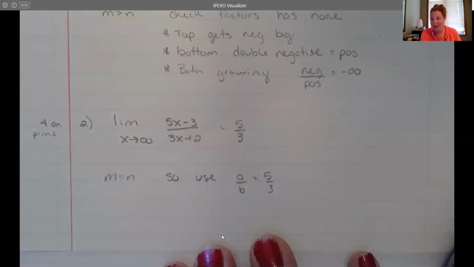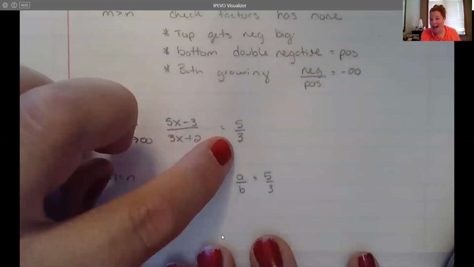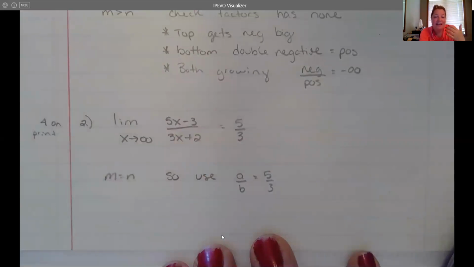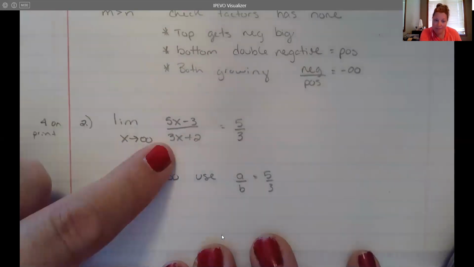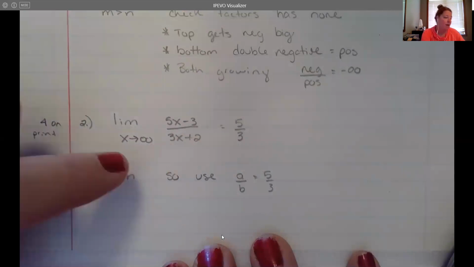That means if I put in 10, then I would calculate, it's going towards 5/3. If I put in 100, it's going to 5/3. If I put in 1,000, it's going to 5/3. So it's getting closer and closer to the fraction out front. So if they're equal in power, we just go to the fraction out front.